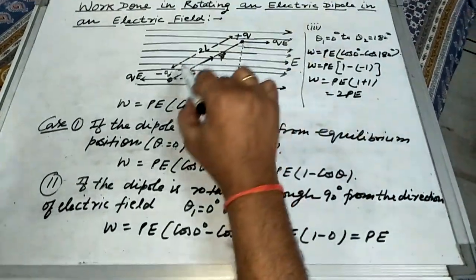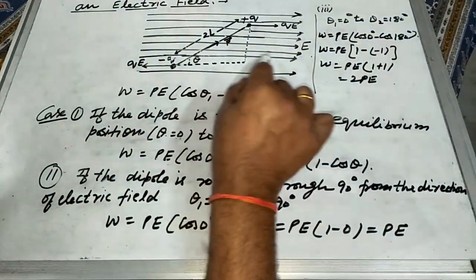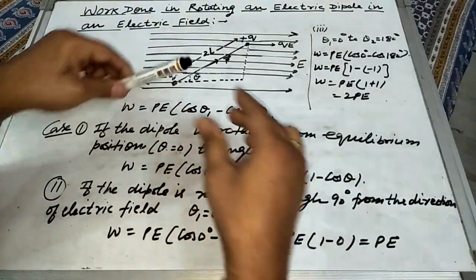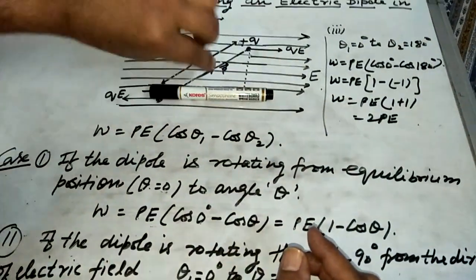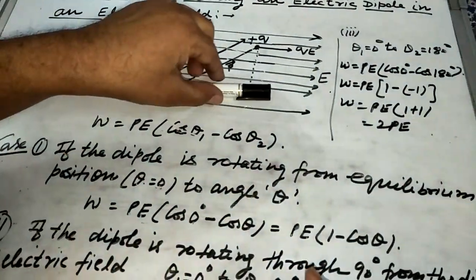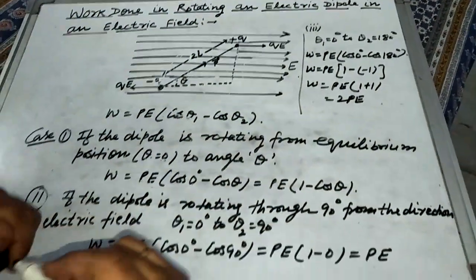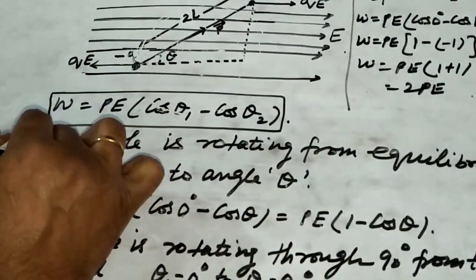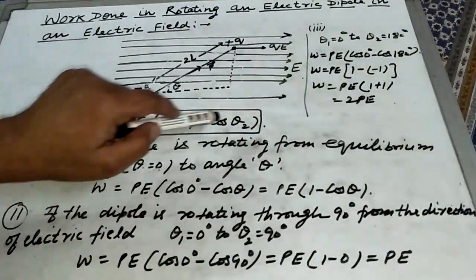It means when the electric dipole is rotated from the equilibrium position, or from the direction of the electric field, through an angle of 180 degrees, it rotates like this. Earlier the dipole was like this, in the direction of the electric field, and finally it rotated like this. So in this case theta 1 is 0 and theta 2 is 180 degrees, and you can calculate the work done as 2pE. By using this relation you can find the work done in rotating an electric dipole in a uniform electric field from angle theta 1 to theta 2.